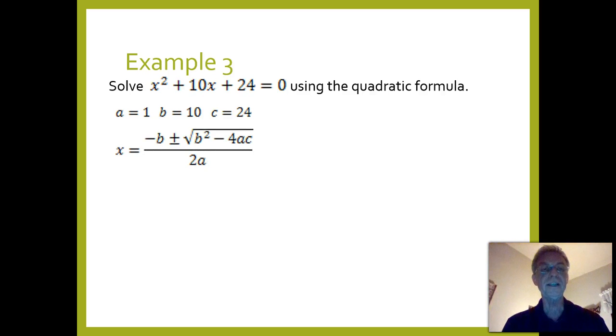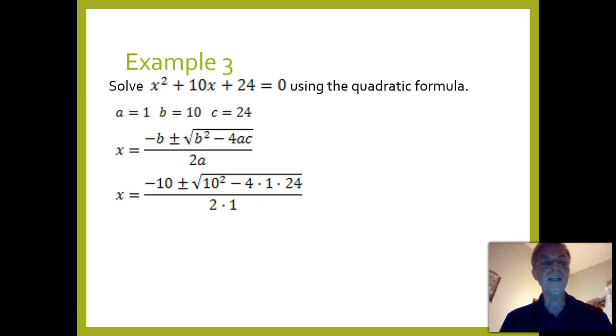So now we plug it into our equation, which says x is equal to negative b plus or minus the square root of b squared minus 4ac over 2a. Okay, so we put the 10 in for the b, so we have negative 10 plus or minus the square root of 10 squared, because that's what b is, minus 4 times the 1 that's a, and times the 24 that's c. And all that's over the 2 times 1, which is 2 times a.